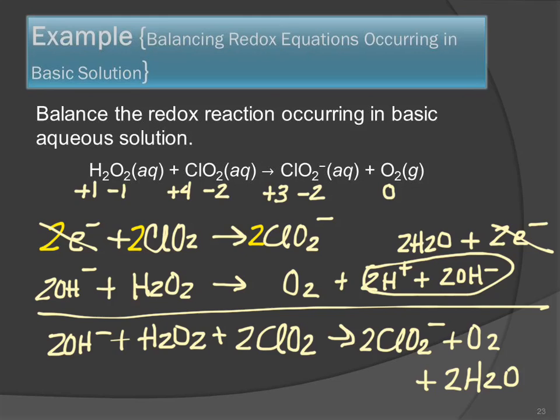The order that you write the reactants doesn't matter. The order that you write the products doesn't matter. Because 2 plus 3 is 5, and 3 plus 2 is also 5.